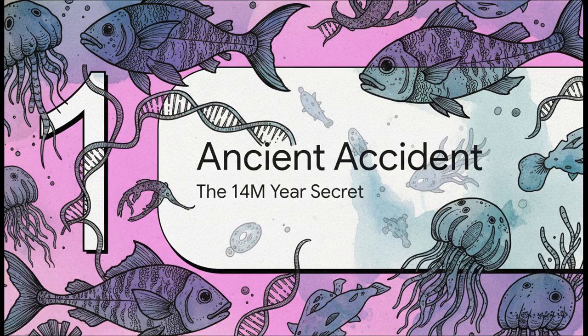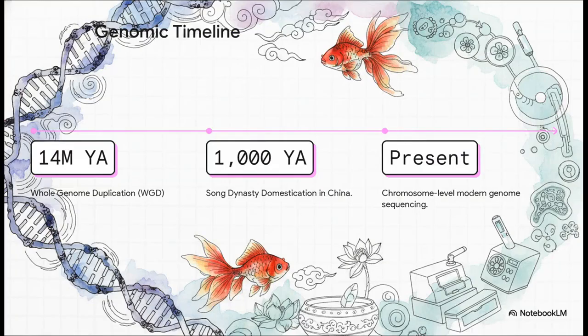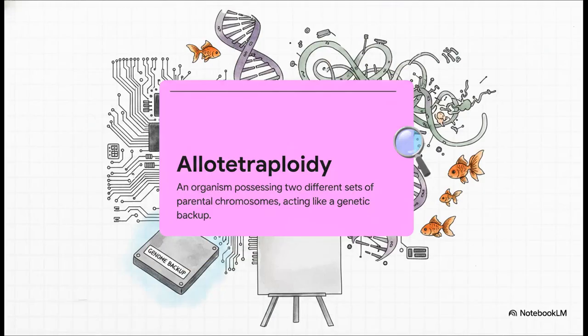The ancient genetic accident. There's this massive 14 million year gap between a critical genetic event and actual human intervention. Think about that timeline. 14 million years ago, the ancestor of the goldfish underwent this massive whole genome duplication event. Then, fast forward to just about 1,000 years ago, during the Song Dynasty in China, and breeders finally started exploiting this genetic anomaly. And today? Well, today we finally have the chromosome-level modern genome sequencing to understand exactly what those ancient breeders were actually working with. The whole secret lies in a phenomenon called allotetraploidy.